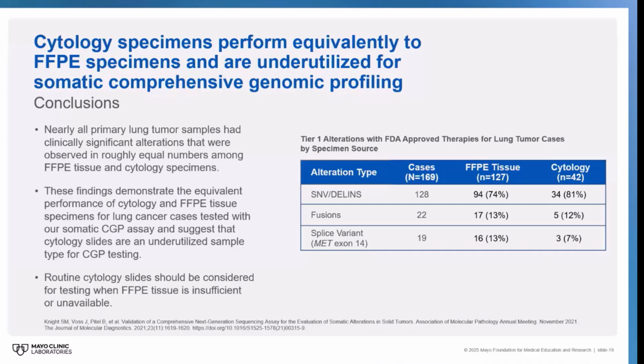So on the left, we can see that nearly all primary lung cancer samples have clinically significant alterations observed in about an equal number among FFPE tissue and cytology specimens. So those suggest that cytology specimens have equivalent performance compared to FFPE tissue to do the comprehensive genomic profiling. That's why our data show that routine cytology slides should be considered as a resource to test when FFPE tissue is insufficient or unavailable. Next slide.